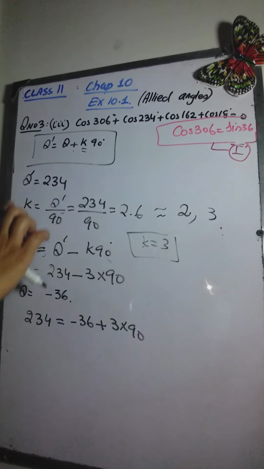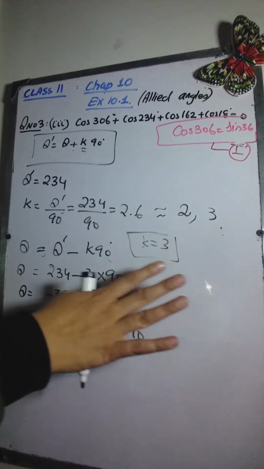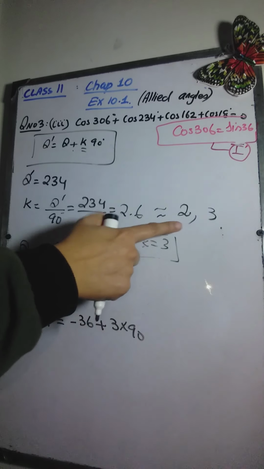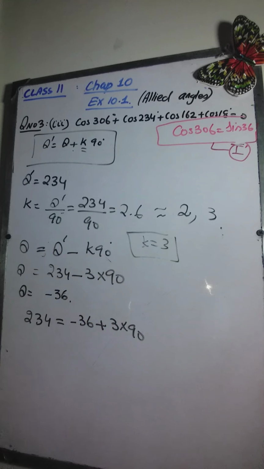This just gives you an idea about k, an approximation about k. k is equal to 2 can help, or 3 can help. Any one of these can help. If you get help from 2, that is well and good. If not, then try 3 also, the next value. So 234 can be written as negative 36 plus 3 times 90.